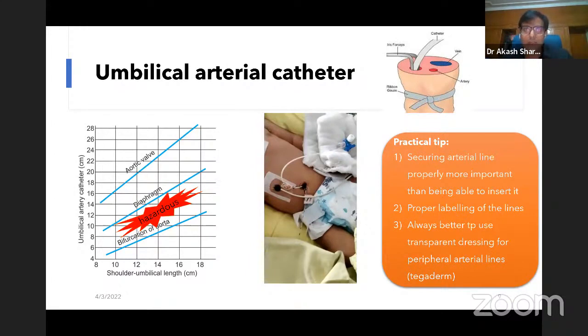The skill is not in putting in a cannula. I think the skill lies in properly fixing it, because the fixation is a bit difficult. If you fix it improperly, the cannula will get kinked and proper invasive blood pressure records won't be obtained. It is particularly important for peripheral arterial cannulas. Properly labeling the lines is important, and it is better to use transparent dressings like Tegaderm so that you can visualize the insertion area.